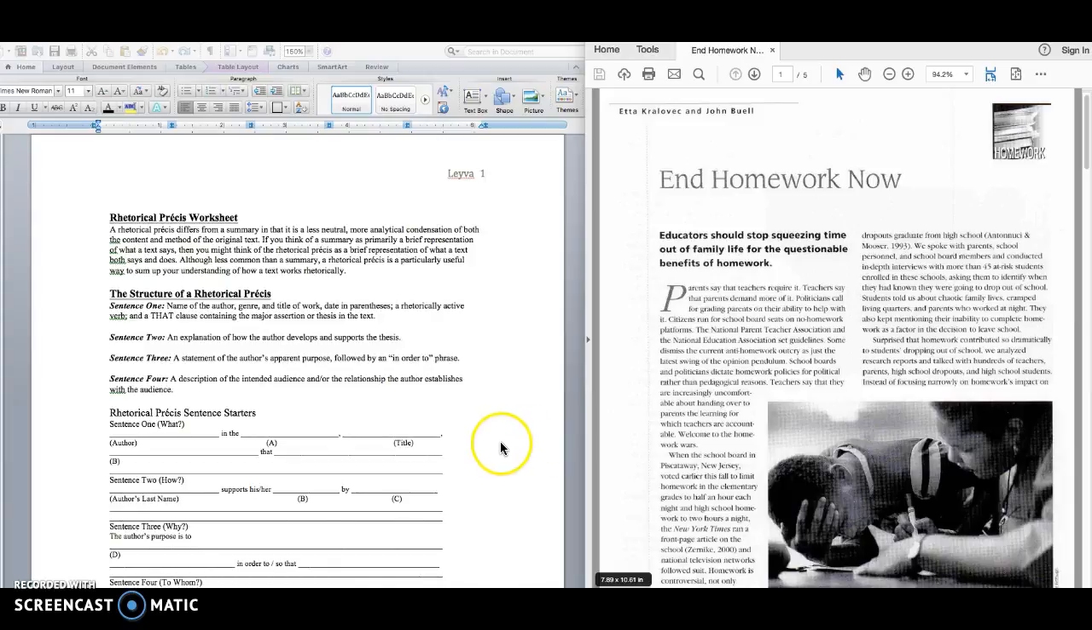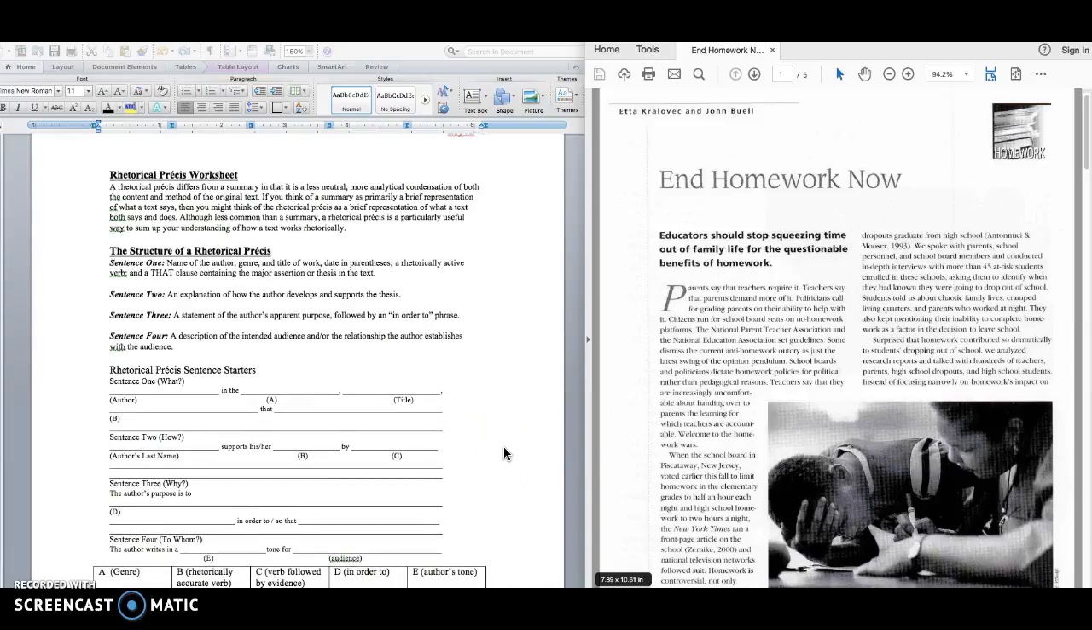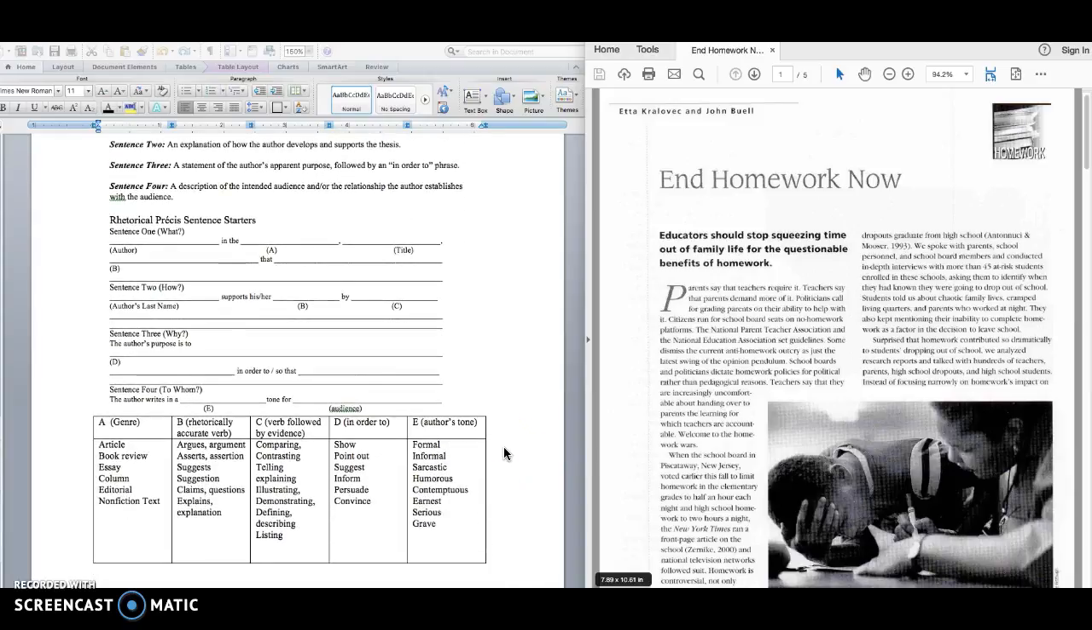So to start our first rhetorical précis, I'm going to go ahead and give you this template. Essentially, what you're going to do is fill in the information using the facts from the text that you're reading. You're going to see some spots here underneath the lines, and those are going to tell you what to put where. Notice that when it says A, B, C, D, or E, there are corresponding boxes down at the bottom with different types of vocabulary or verbs that you can use to fill in those blanks.